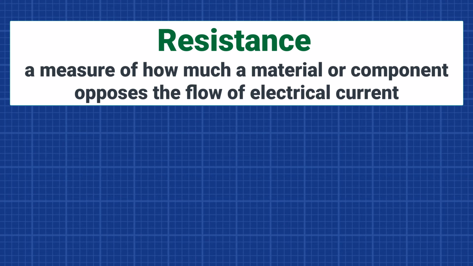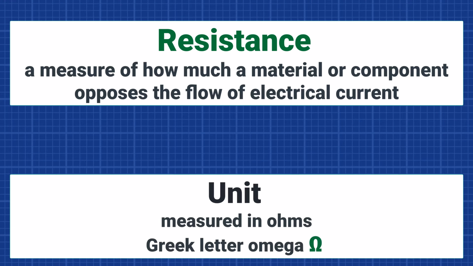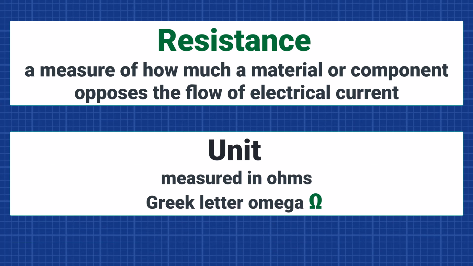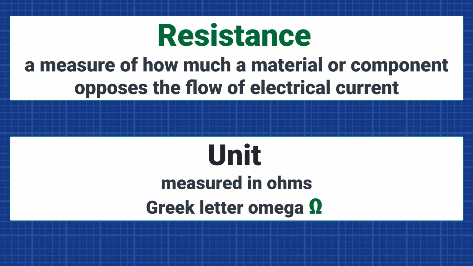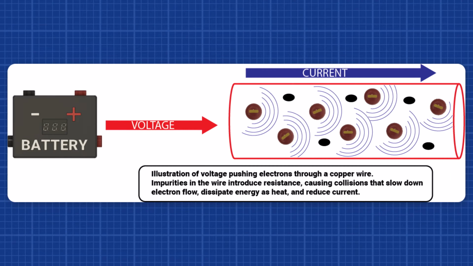Resistance is a measure of how much a material or component opposes the flow of electrical current. It's measured in ohms, represented by the Greek letter omega. In a circuit, resistance works like a roadblock, slowing down electrons and reducing the current flow. Even in good conductors like copper, resistance exists due to imperfections in the material. These imperfections cause electrons to collide, reducing their speed and converting energy into heat.